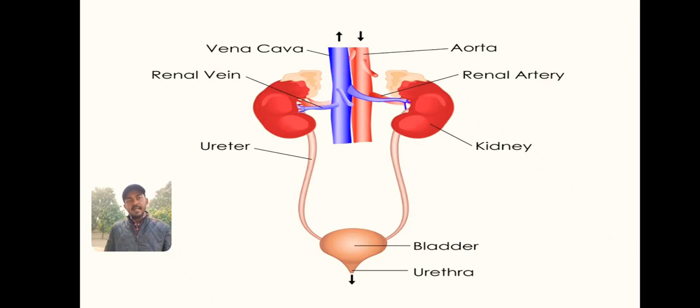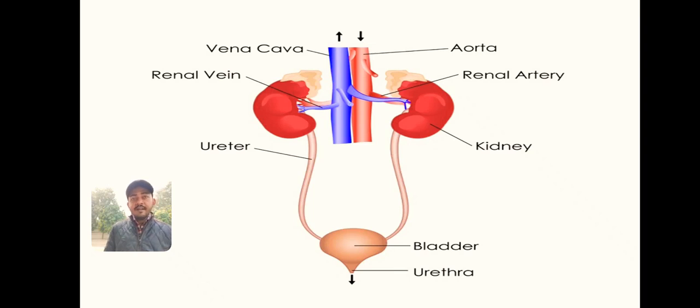It will obviously carry deoxygenated blood. That means from the name it is clear it is related to vein. So it's vena cava, bigger form of the vein, and it will definitely carry the deoxygenated blood back to the heart. Then we have kidneys.